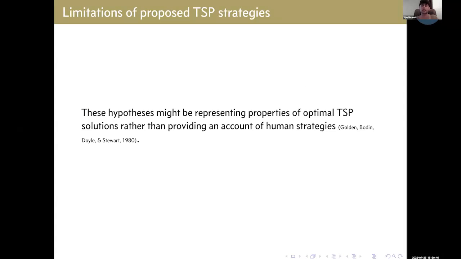And just the general limitation of the previous hypotheses is that they might be representing properties of optimal TSP solutions, because all optimal solutions do not have crossings and connect the convex hull points in order. And they might not be providing an account of human strategies.